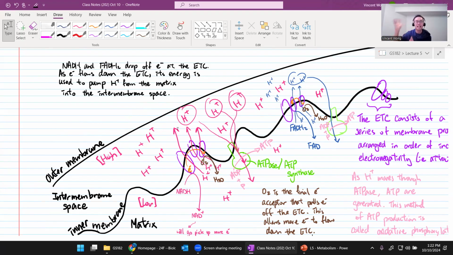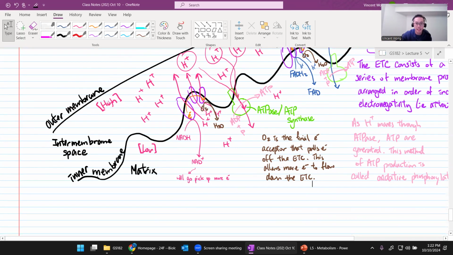Oxygen has the highest electronegativity compared to all the proteins. So that's why it's able to pull the electron off the chain such that the next electron can slide down. Hope that answers your question. It's not something that you will necessarily fully grasp the first time you hear it, but that's what the recordings are for, right? And please feel free to send me an email if you need any clarification.